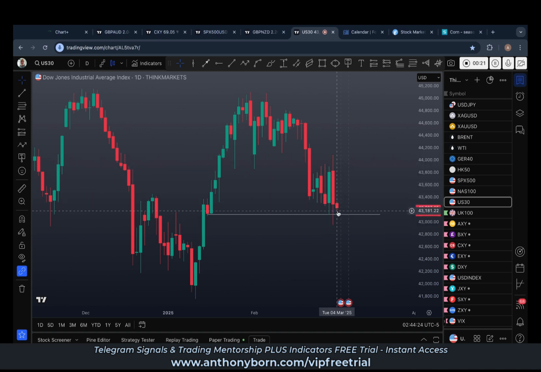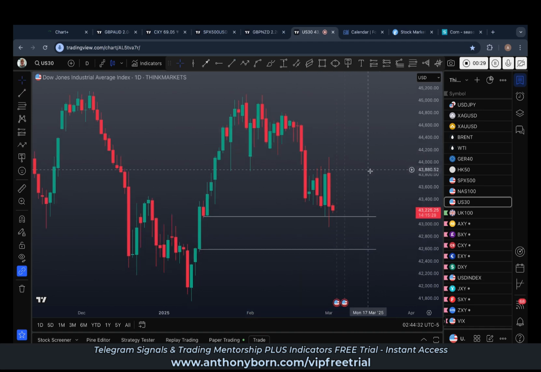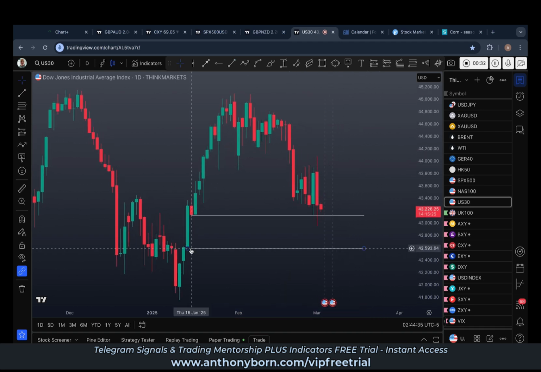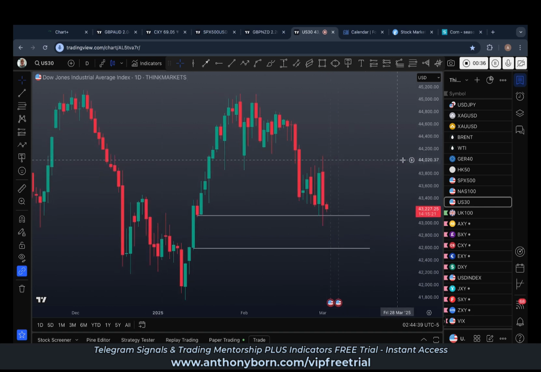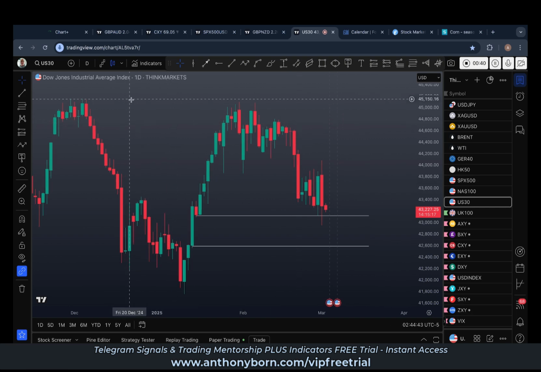So it's coming back down for another go at it, and my bias is bearish given how obviously under pressure this is at the moment. My next target is this level under here, but I've got a certain criteria that I need to be met before I get involved with this.